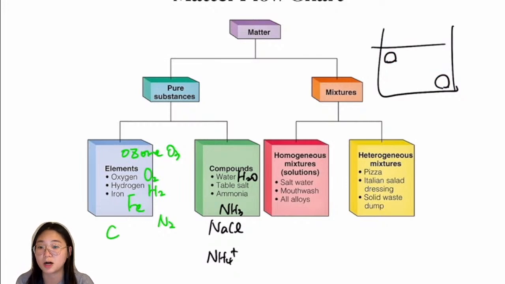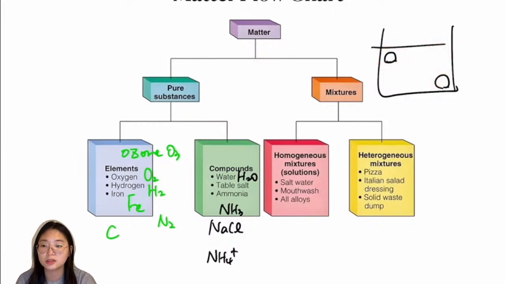Then this is called a homogeneous mixture. Homo means the same in Greek. So a homogeneous mixture means it's the same mixture, or everything is mixed the same. Every part of this mixture is exactly the same.